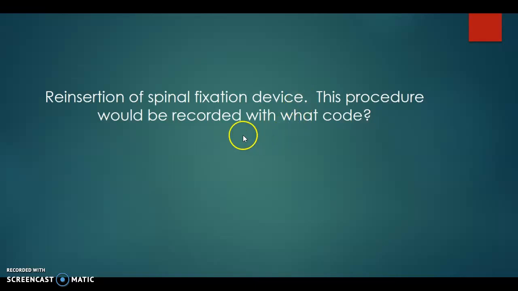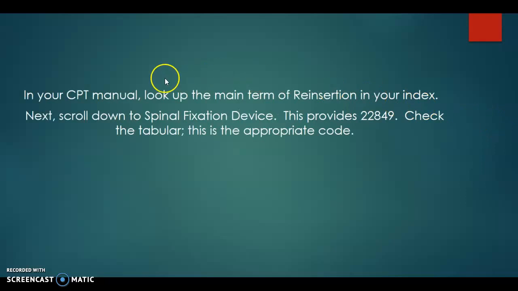This procedure would be recorded with what code? In your CPT manual, look up the main term of reinsertion in your index. Next, you're going to scroll down to spinal fixation device as a subterm, and this is going to provide you with the code 22849. Check the tabular, and this will verify your code selection.